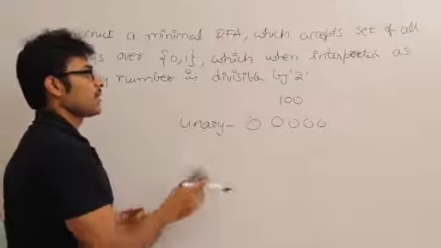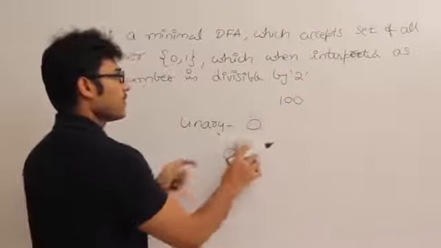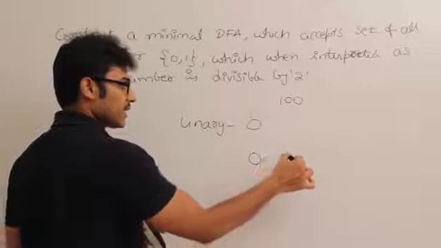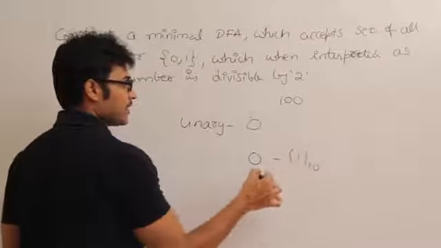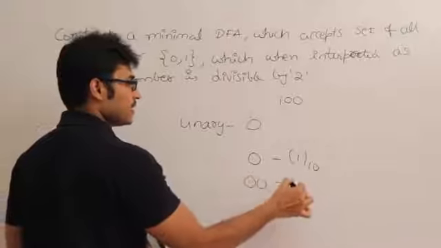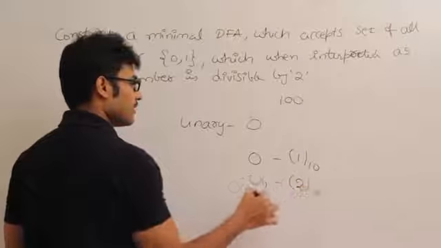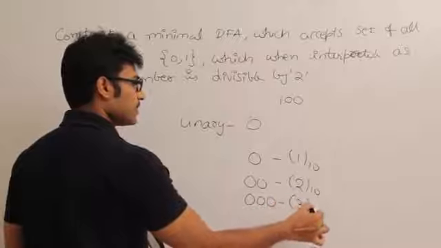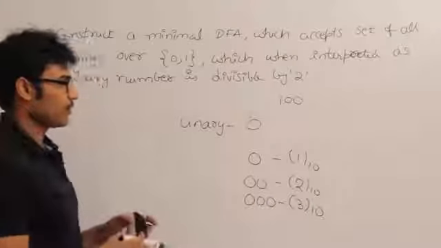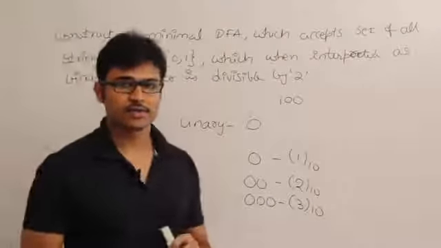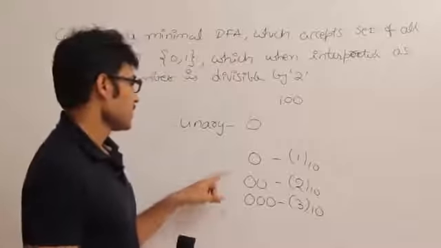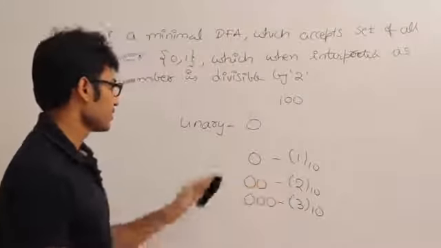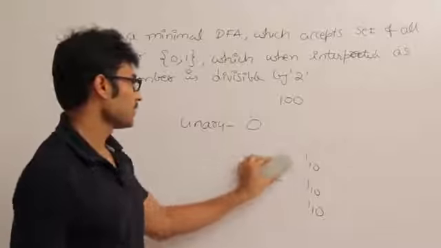And the unary number system contains only one symbol, which is 0. If I write 0 like this, this is actually 1 in decimal. If I write 2 zeros, it is actually 2 in decimal. If I write 3 zeros, it is actually 3 in decimal. You might have played with an abacus when you were in school, right? It is nothing but using a number of stones to represent the number. So unary contains only one symbol, which is 0.